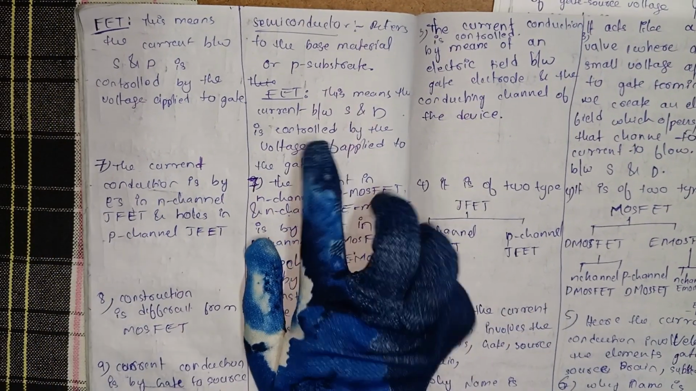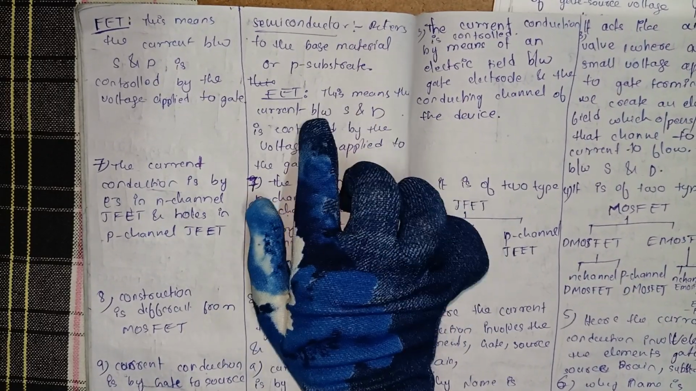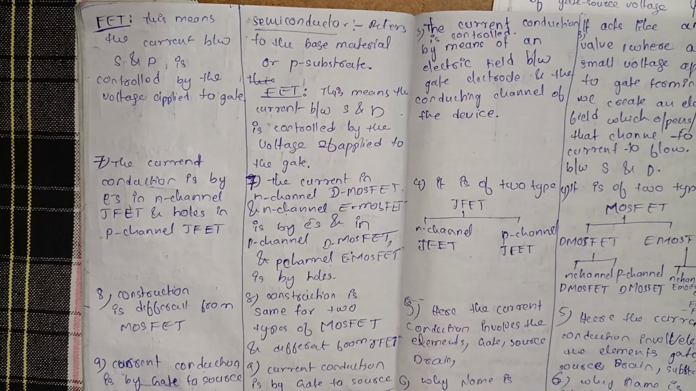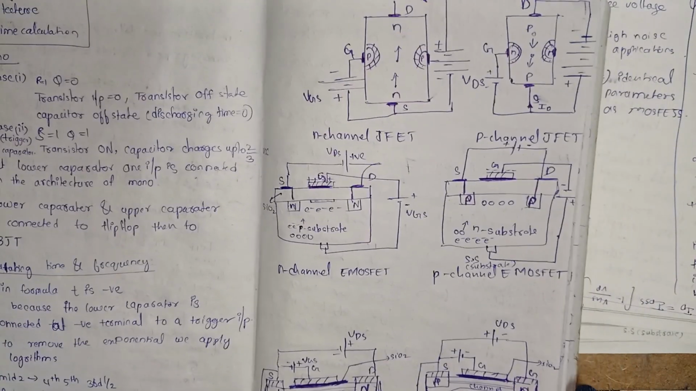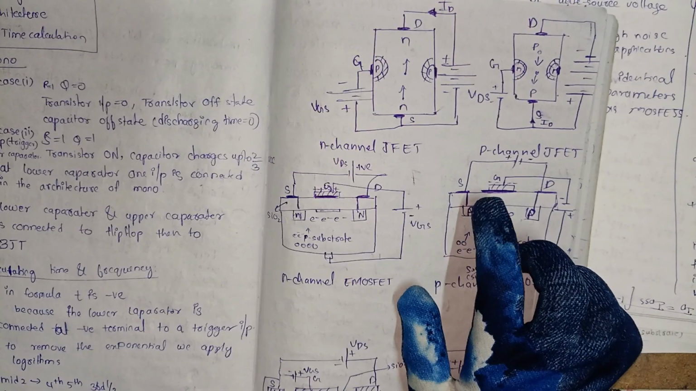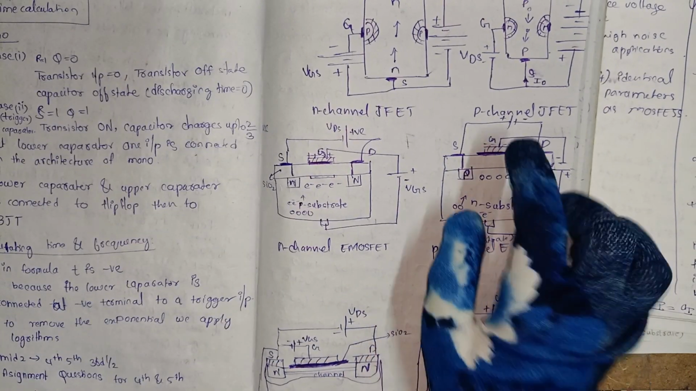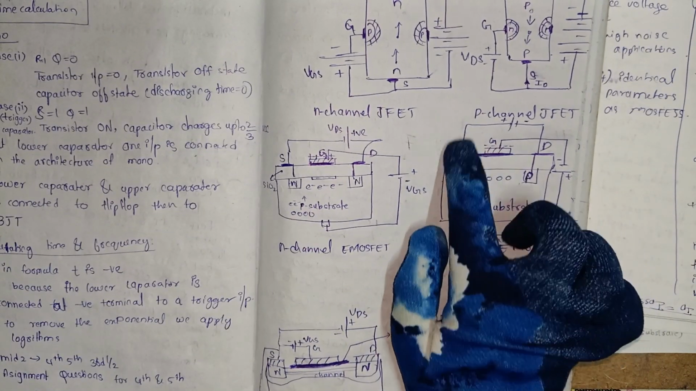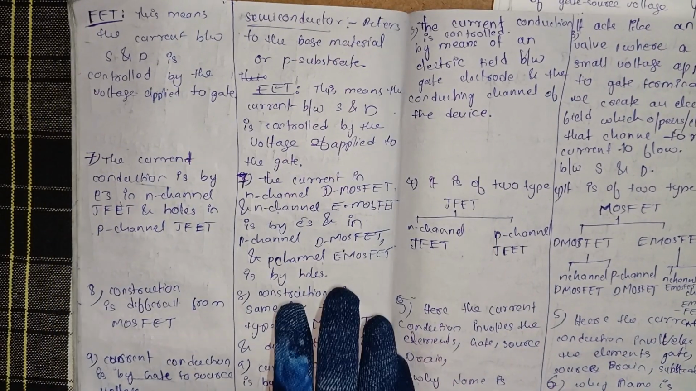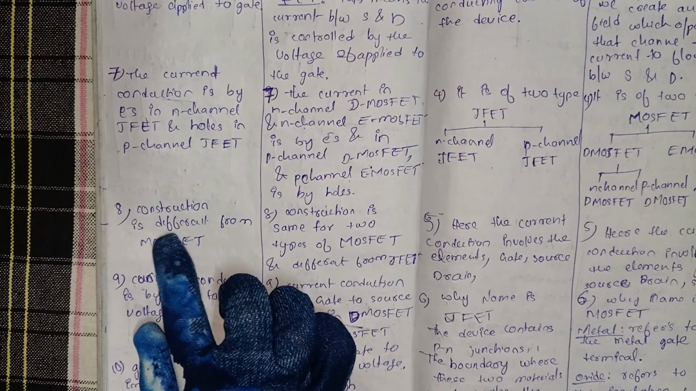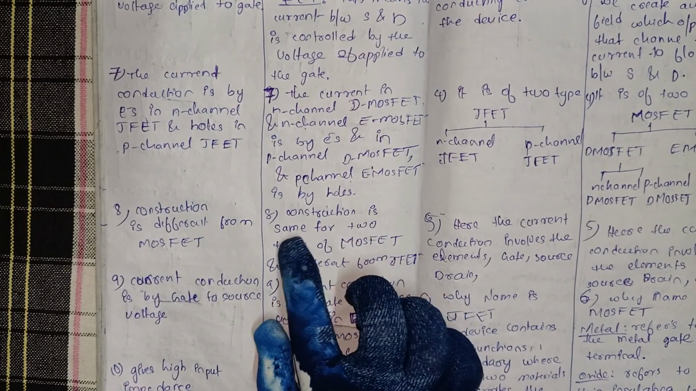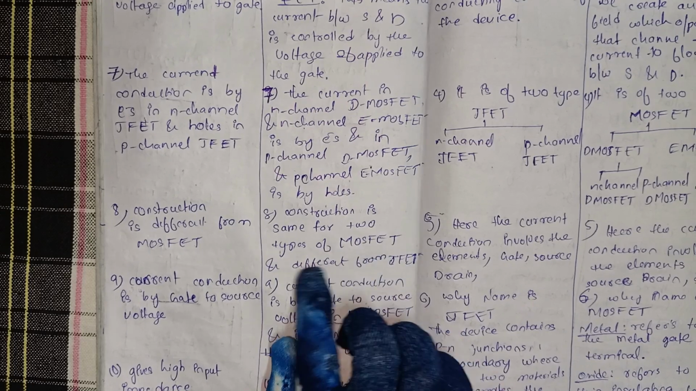FET means field effect transistor, which means the current between source and drain is controlled by the voltage applied to the gate. Here we are applying voltage in these four diagrams also, and we are controlling the source to drain current.